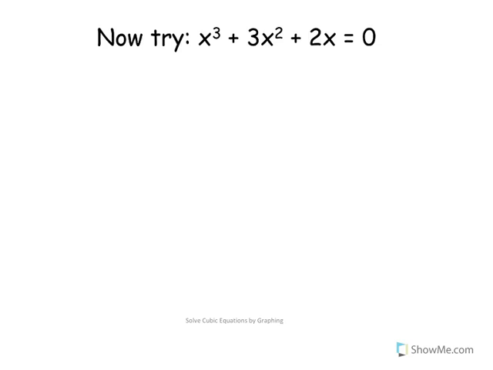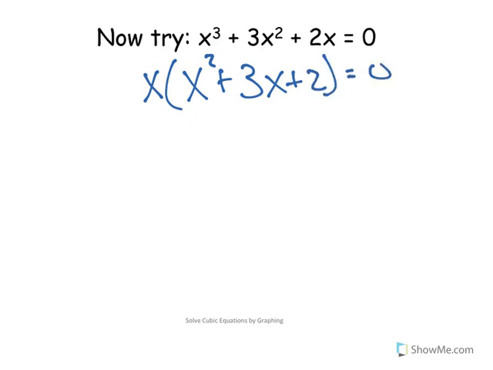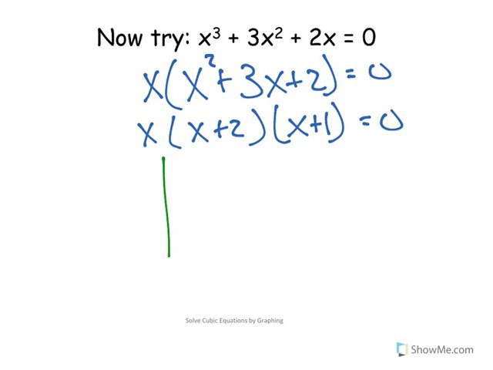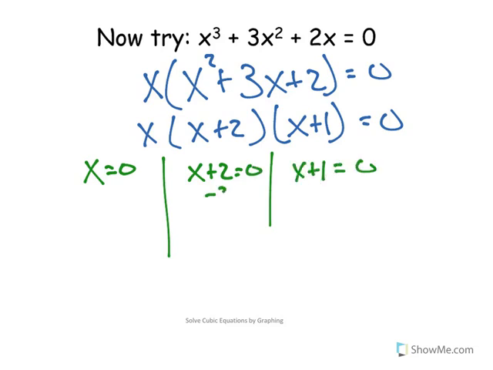All right, guys, so there's your now try, and this one should be pretty easy as well. So you can pause it here, and then we're back. I'll factor out x. I can factor x plus 2, x plus 1. Now we can split it up. So I get x can be 0, x plus 2 can be 0, x plus 1 can be 0. So I get x is 0, x is negative 2, and x is negative 1.